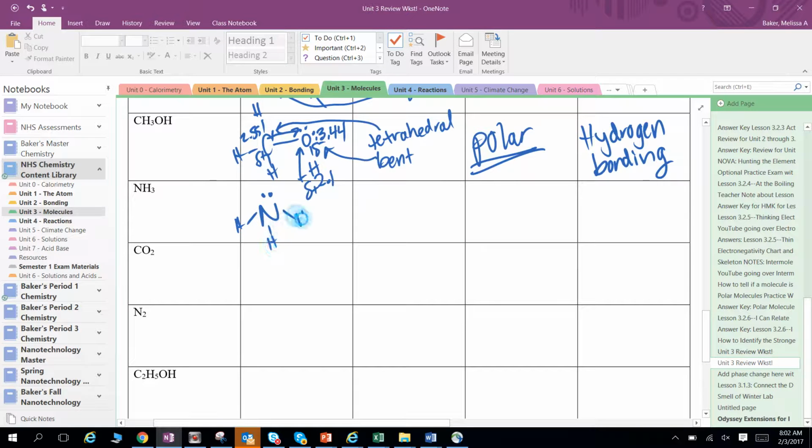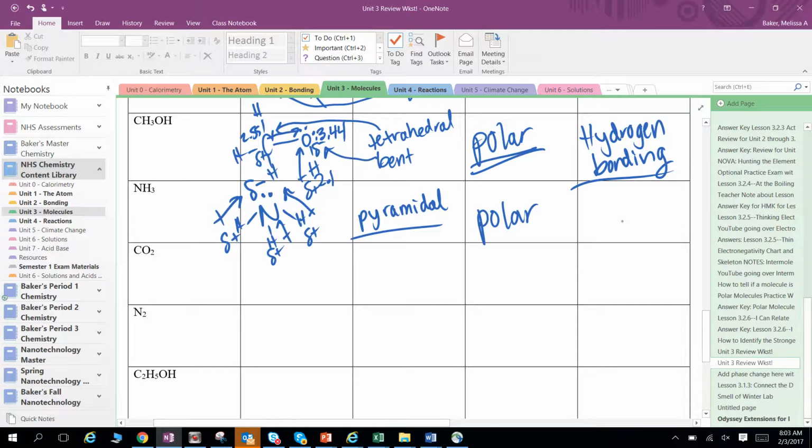NH3 is going to be very similar. It's a little less complicated because we just have one central atom with a pyramidal shape. Nitrogen is much more electronegative than those hydrogens, so it will steal electron cloud and leave those hydrogens partially positive. This is definitely polar. And like the last one, it does have an H directly bonded to an F, an O, or an N, so it's going to be another one with the H bonding strong forces.